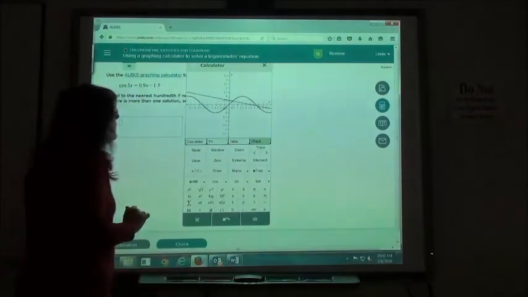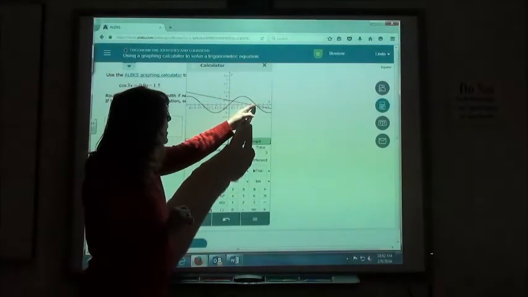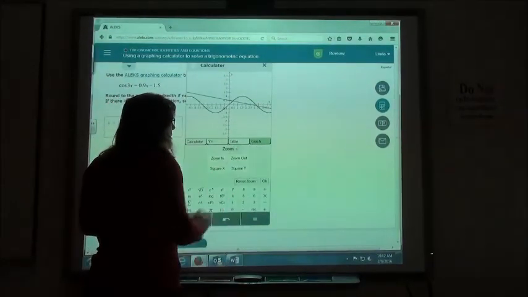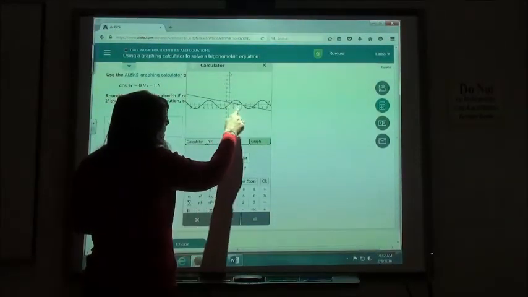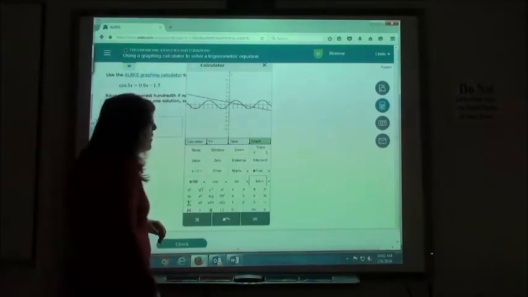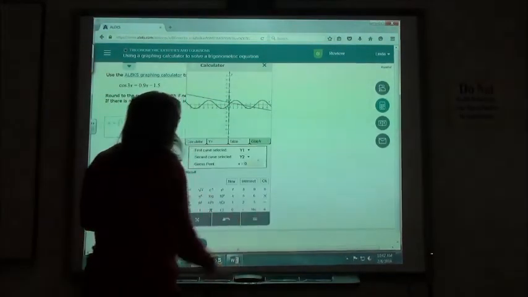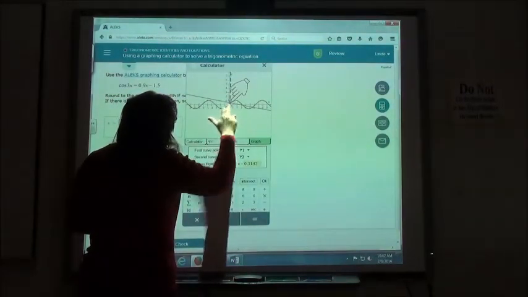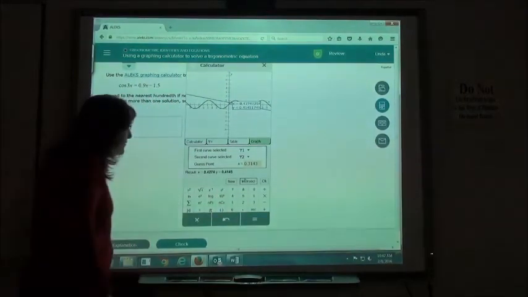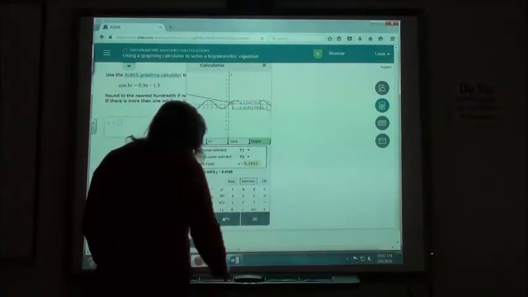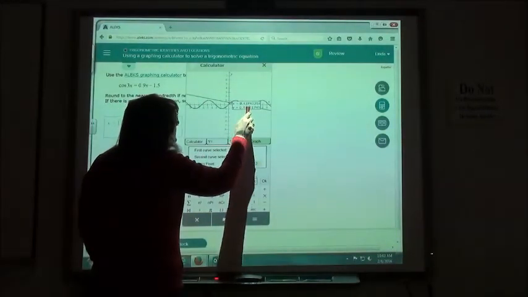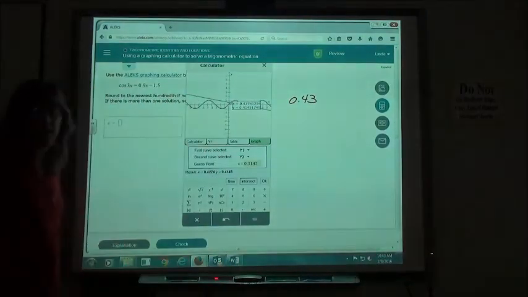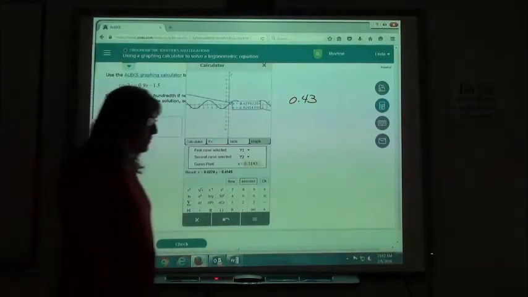We hit graph. This one I can only see 2 of my intersections. Normally you'll have 3. So now I've got to zoom my screen back out. I'm going to hit zoom, zoom out. Now I can see all 3 of my intersections. So I'll hit OK. Hit the word intersect. Pull that as close to the first intersection as I can. Hit intersect, and it has 0.4274. Since it's 427, I have to round that up to 0.43. So 0.43 would be the first point that those two equations have in common.